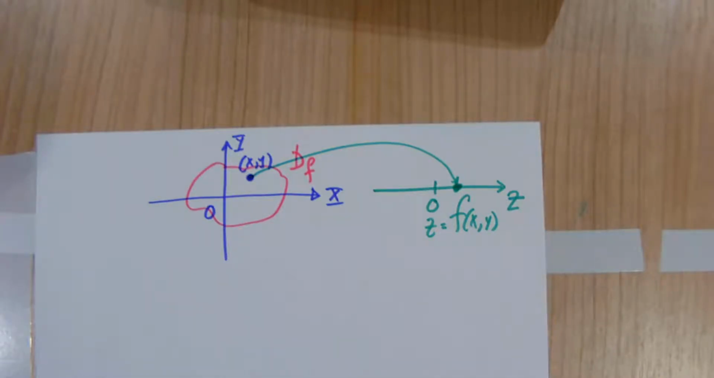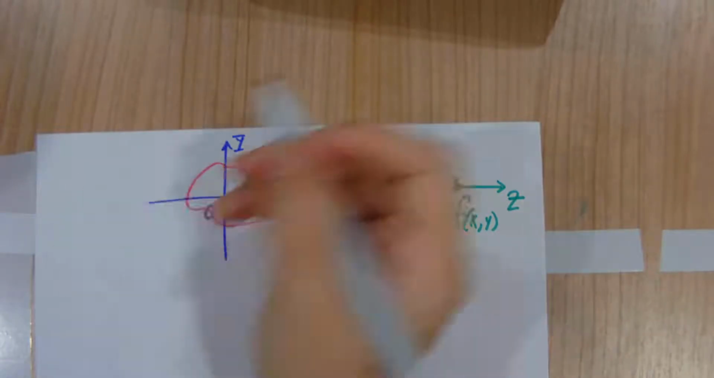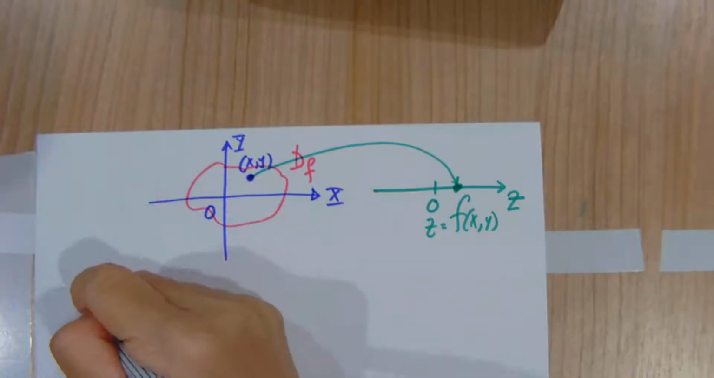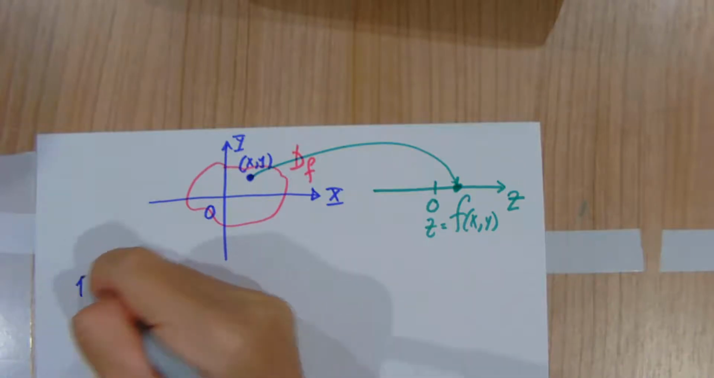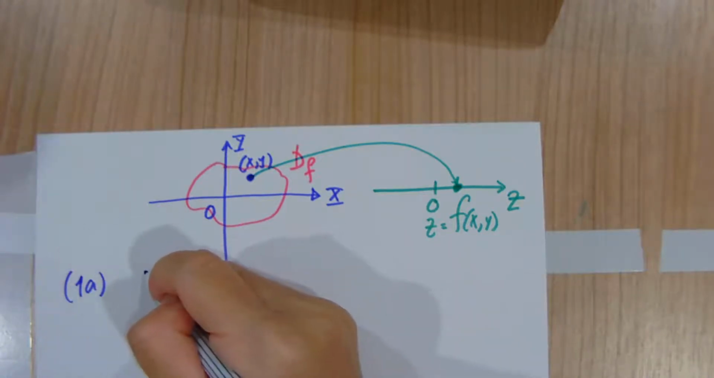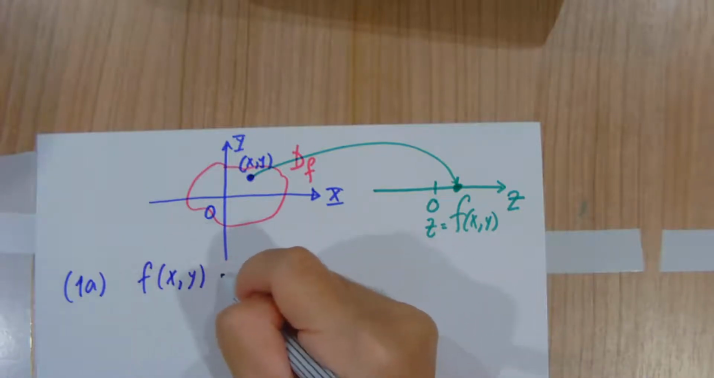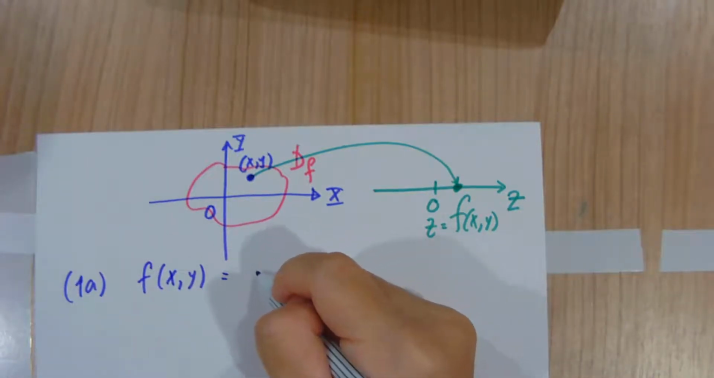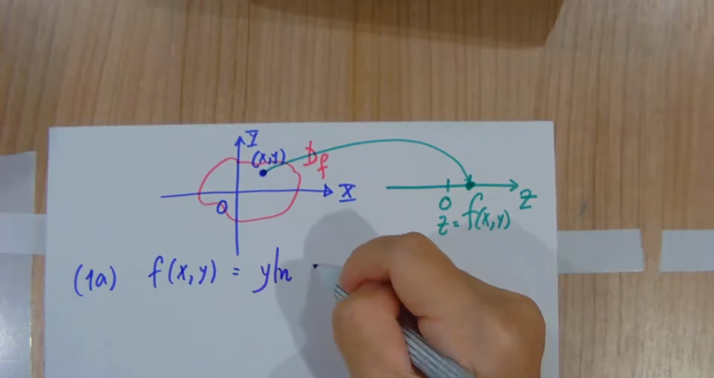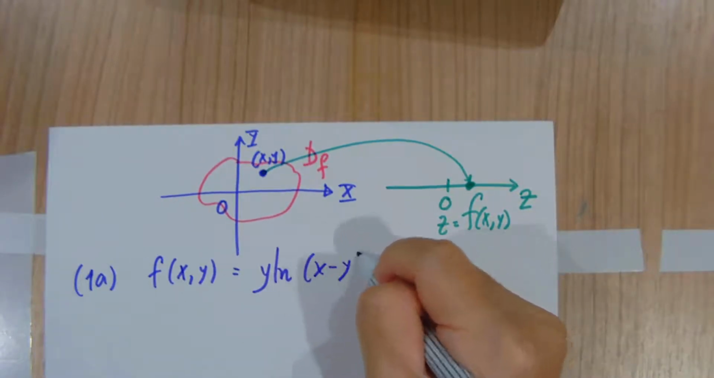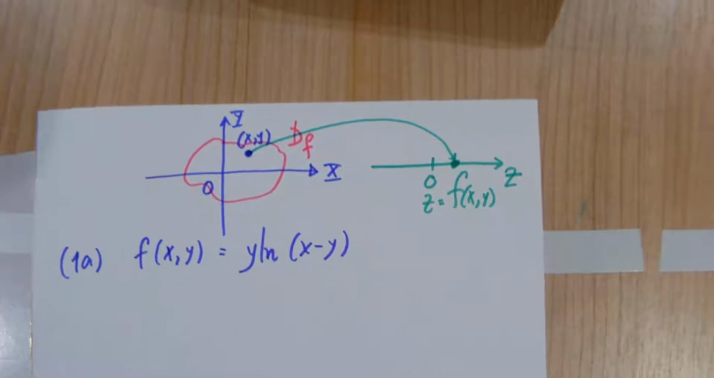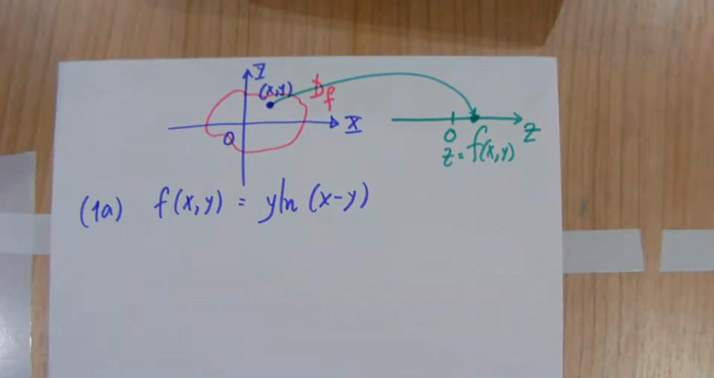Okay, so let's see the examples. So in the handout, they have problem 1a. They would like to find the domain of the function f, which is defined by f(x, y) equals y, child, with the 1 of x minus y. Okay. So we have to use all the properties of the transcendental functions that you have to know, right?